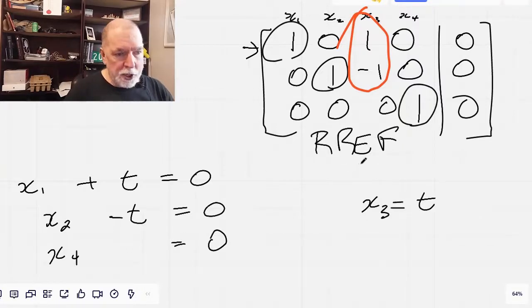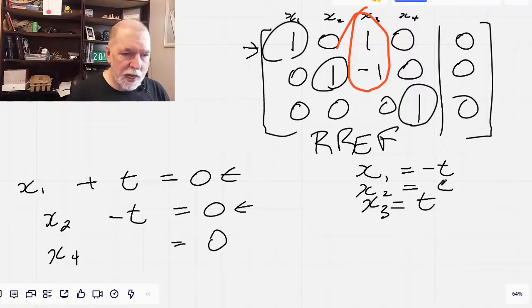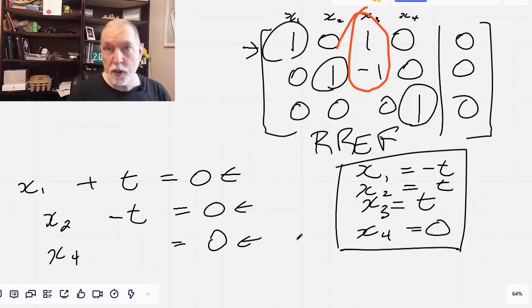Now let's rearrange the information in terms of a solution. This first one gives us x sub 1 equals negative t. This second one gives us x sub 2 equals t. And we just carry over this final one, x sub 4 equals 0. So yeah, we've got non-trivial solutions.